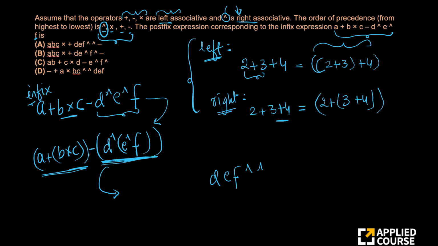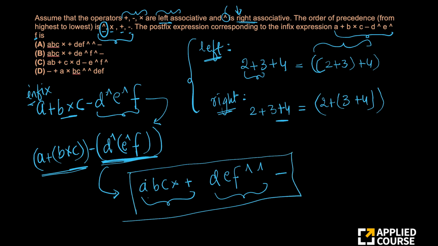Now let's look at this part. B into C has to take place first. BC star, then A plus. This subtraction is the last one. So this part here corresponds to this part, and this part here corresponds to this part. Finally, there is a subtraction, which is the least precedence operator, so you'll get a subtraction here. So this is your final postfix expression. Now let's see which of these postfix expressions it matches with. ABC cross plus DEF cap minus.